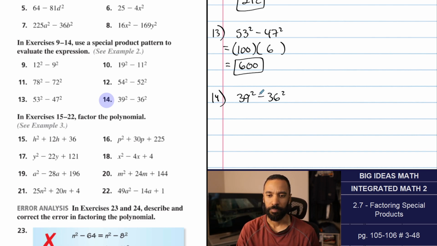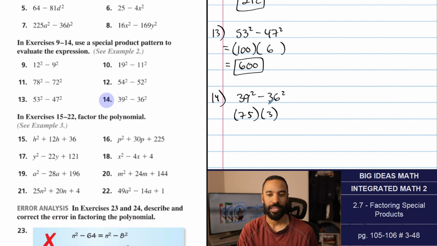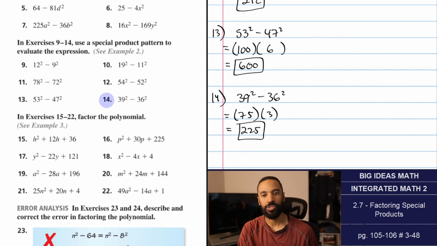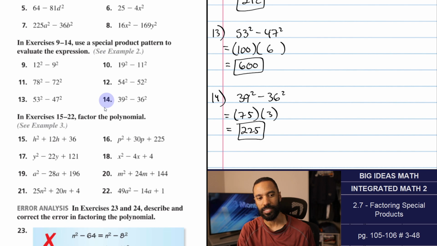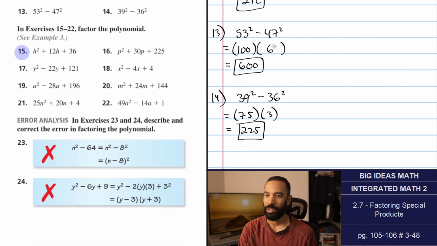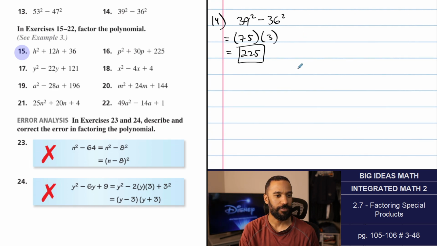Yeah, 36 squared. 39 plus 36 is 75. Also a relatively clean number. 39 minus 36 is 3. So we're doing 75 times 3, which is 225. The square root of that is 15, as we mentioned before. So that's how we use those. It's with the difference of two squares idea in mind. I said those out loud. Hopefully you followed along. Okay, we're going to move on to numbers 15 to 22.